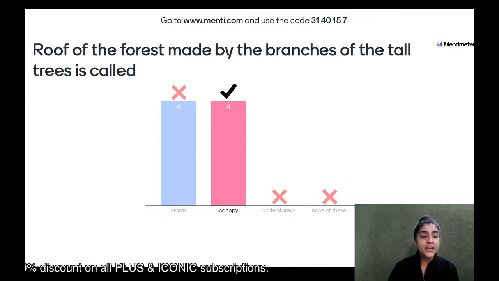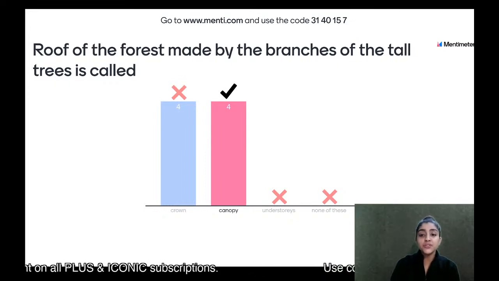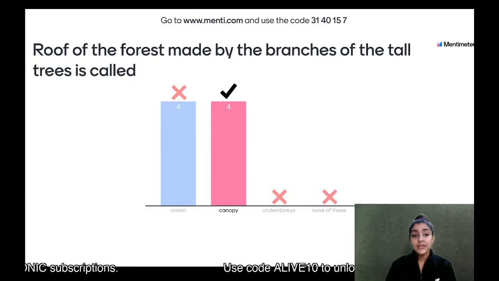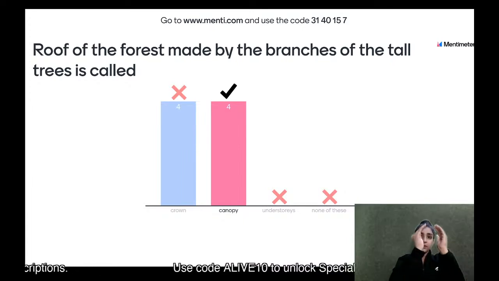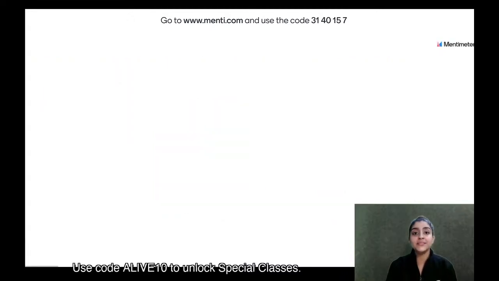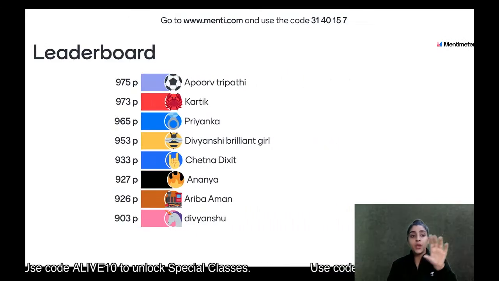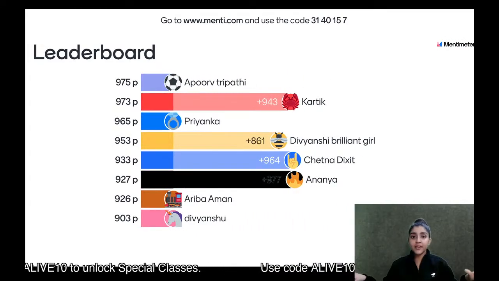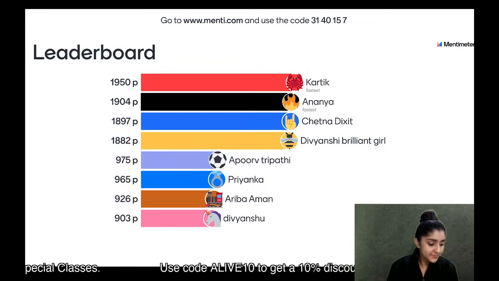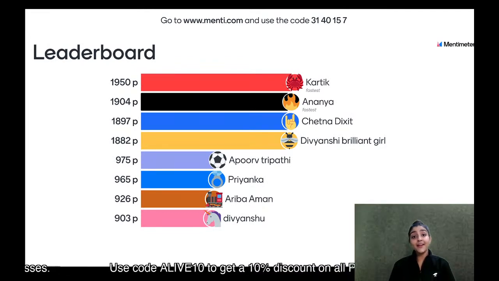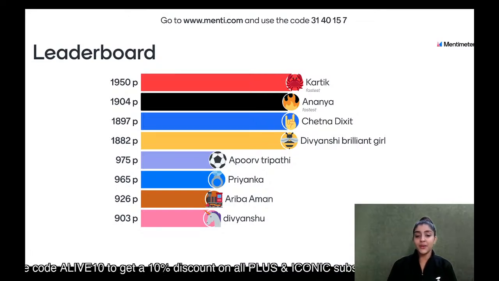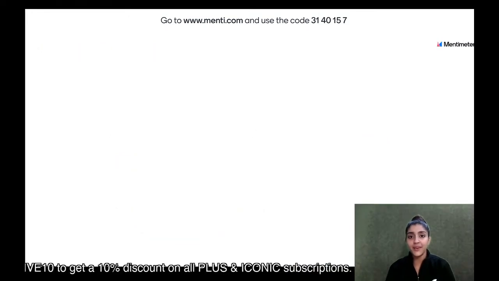All right. Okay, so the roof of the forest made by the branches of tall trees is called canopy, not crown. So the roof of the whole forest: crown, crown, crown, crown, all of them together make a canopy. That is why canopy is the right answer. A crown belongs to one tree. The roof of the whole forest is made by many crowns, and that is known as a canopy. Okay, great. So Karthik and Ananya were the fastest in this one. Then we have Chetna, Divyanshi, Apurv, Priyanka, Ariba and Divyanshu.